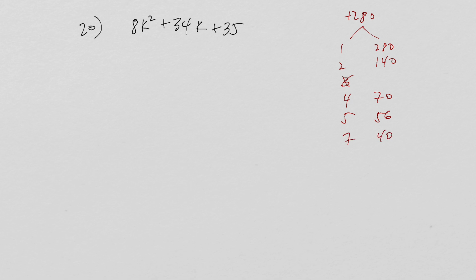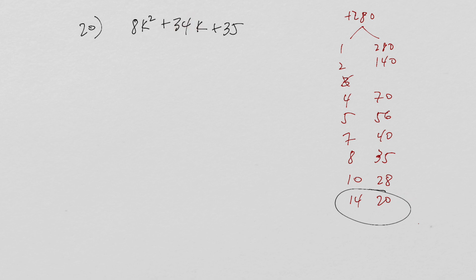Let's see. 280 divided by 8 is 35. 280 divided by 9 doesn't work. 280 divided by 10 is 28. Let's see, 280 divided by 12. No, 280 divided by 14 is 20. I'm going to stop there. I'm looking for factors that add up to 34. This adds up to 281, 142, 74, 61, 47, 43, 38, and 34. That's it. So I'm going to stop there.